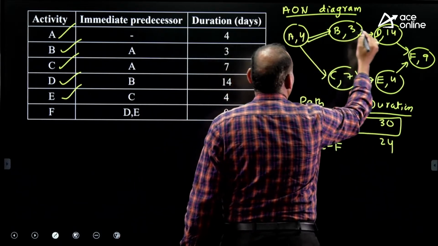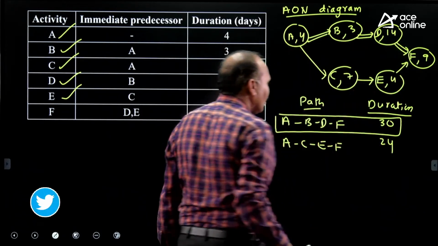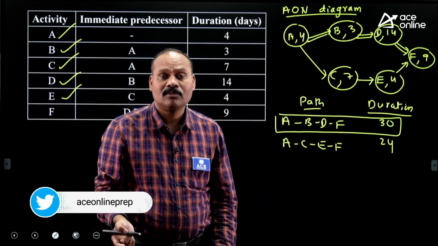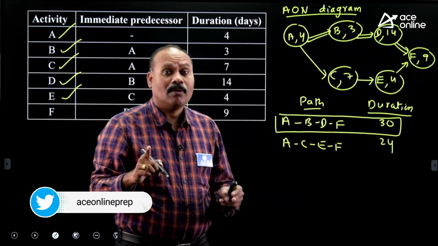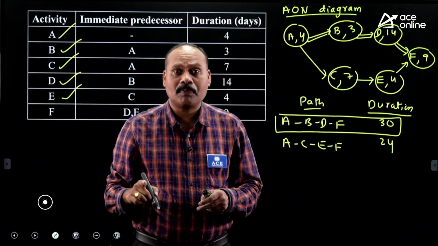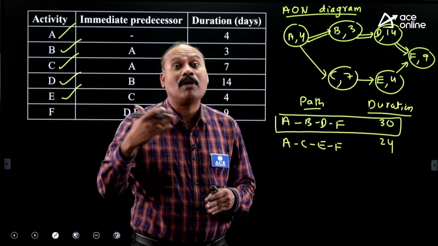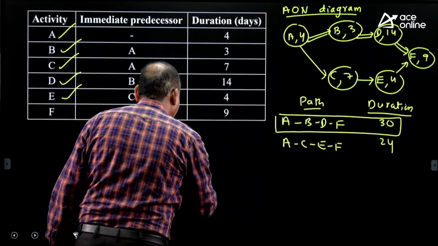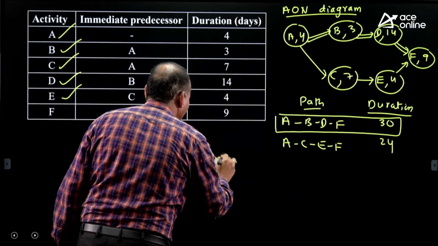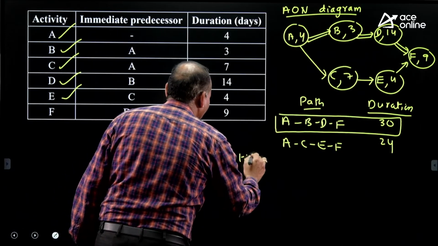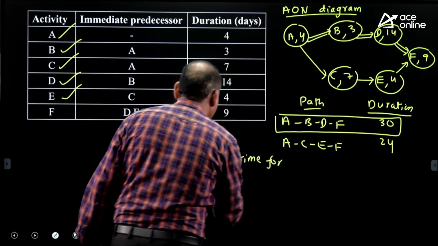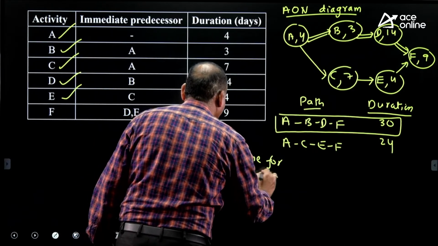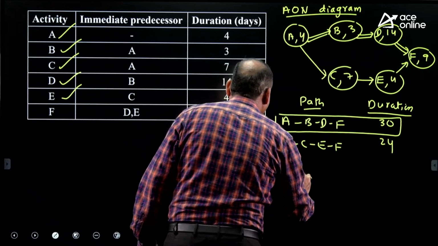You can highlight it with a double line. So the question is minimum time for project completion. We should not forget, minimum time required to complete the project is nothing but critical path duration. So minimum time for the project completion is equal to critical path duration.